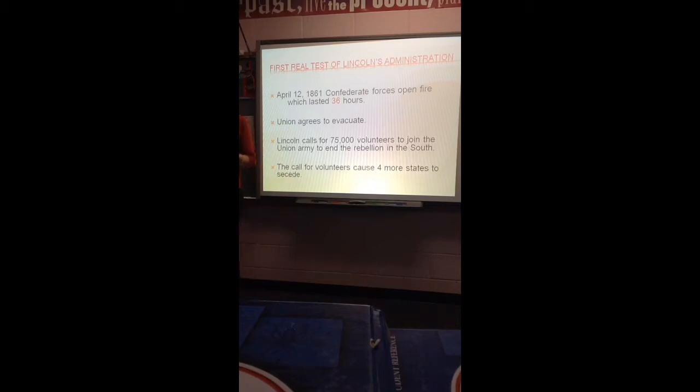And as Lincoln understands that to save the lives of those soldiers, that had to be done, he thought, I need to set a precedent. I need to make a statement to say, no, we won't allow this. And so Lincoln calls for 75,000 volunteers from other states to come join the Army to put down the secession, to put down the rebellion in the South.